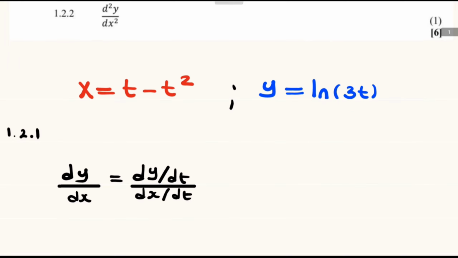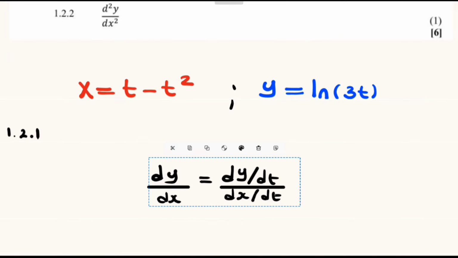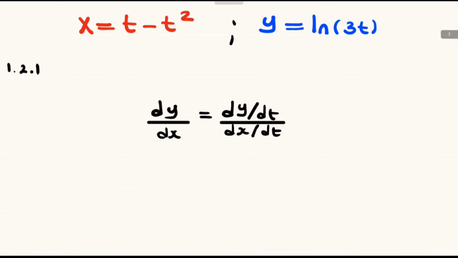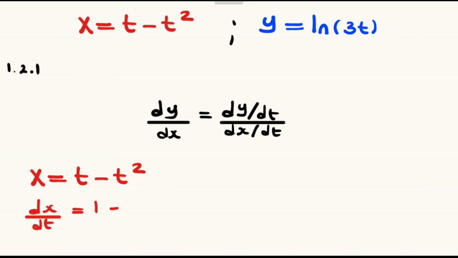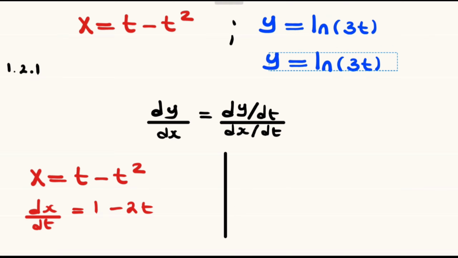Let's start by determining the derivative of x with respect to t. So we have x is equal to t minus t squared. So the derivative of x with respect to t will be equal to the derivative of t, which is 1, and the derivative of t squared, which is 2t. And now let's determine the derivative of y with respect to t.